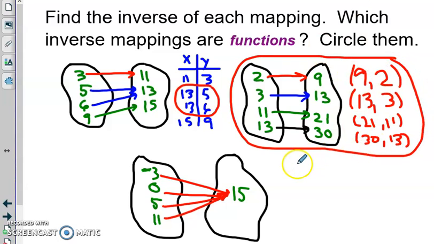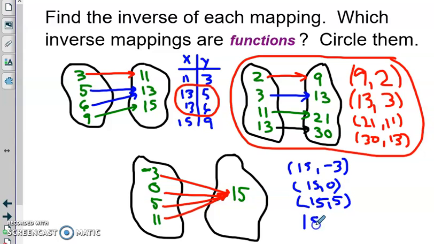And then the last one, I'm going to do it again with ordered pairs. So the 15 goes back to the negative 3. But also the 15 could give me an answer of 0. And the 15 could give me an answer of 5. And the 15 could give me an answer of 11. So the 15 can actually give me 4 different answers. So this is not an example of a function. Only the second one is.